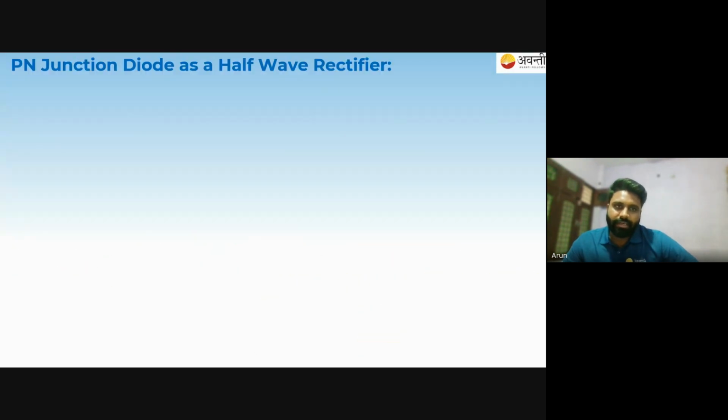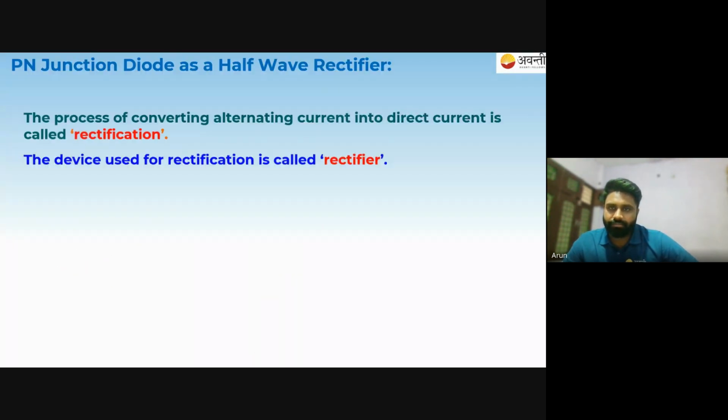You can see here I have told you everything about it. The process of converting alternating current to direct current is termed rectification, and the device we use is the rectifier.